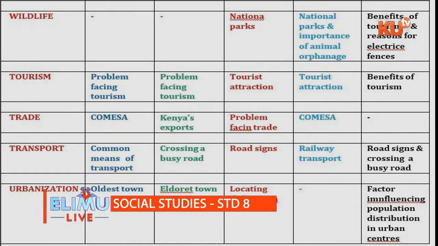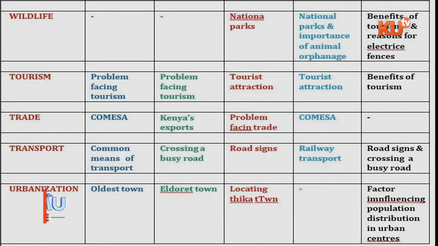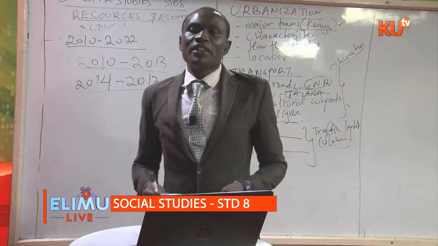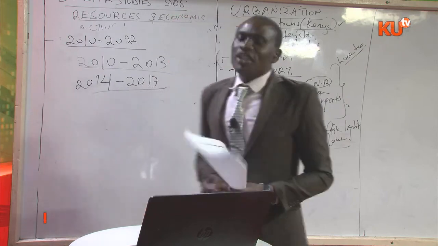It came in 2018. Just go and confirm which numbers are these. Eldoret town, locating Thika town on the map of Kenya. The candidates should also be able to do that. Then, still on urbanization, that question that was set in 2022, factors influencing population distribution in urban centers. Which factor is that?